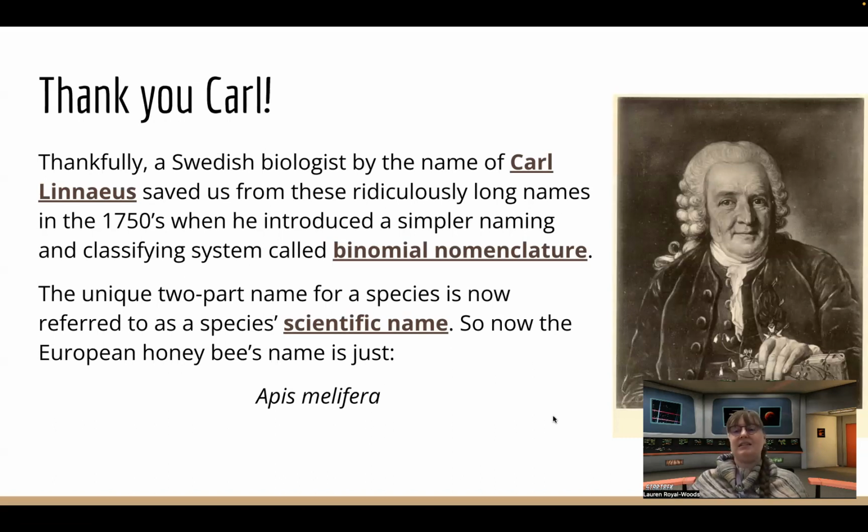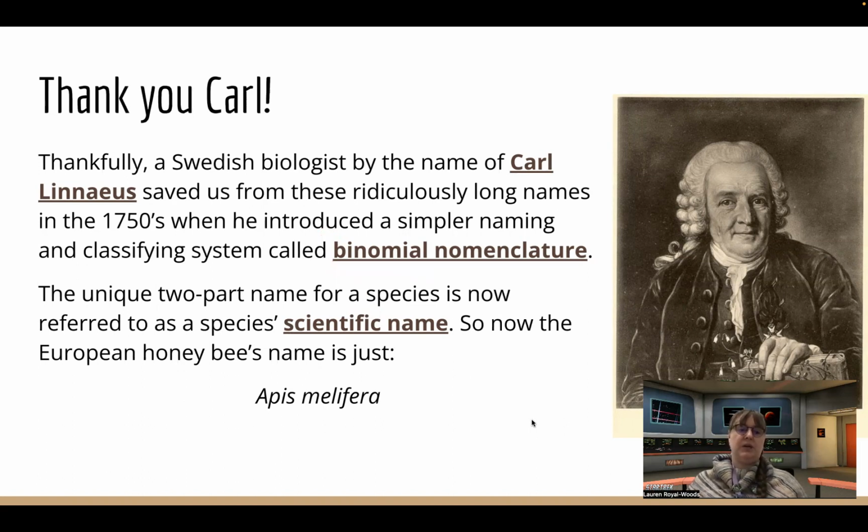Anyway, so the guy that saved us from these ridiculously long names, and a guy that really loved to organize way too much, was this guy, Carl Linnaeus. So in the 1750s, he decided, let's break this down and introduce a simpler naming and classifying system called binomial nomenclature. And we thank him because bi means two, nomial means name, and nomenclature means naming system. So two-name naming system. Woo! The unique two-part name for a species is now referred to as a species' scientific name.